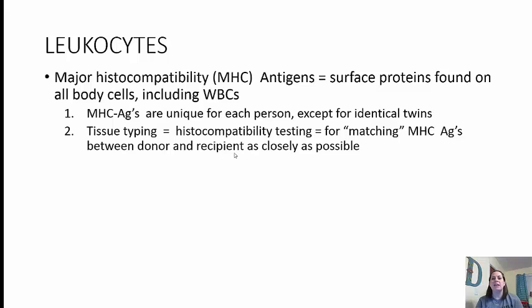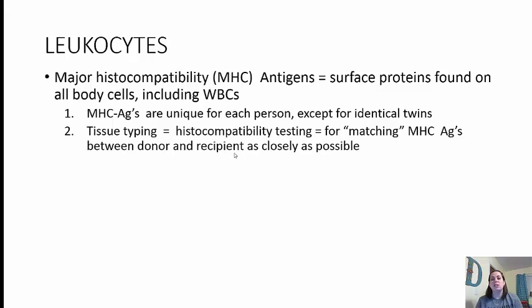Each person has some special antigens that are called your major histocompatibility antigens, or MHCs. These are surface proteins that are found on all of your body cells, and this includes your white blood cells. The whole point of these antigens is that they make you unique. Every person is going to have a different set of these, except for, of course, identical twins, because they come from the same egg that's fertilized by the same sperm.